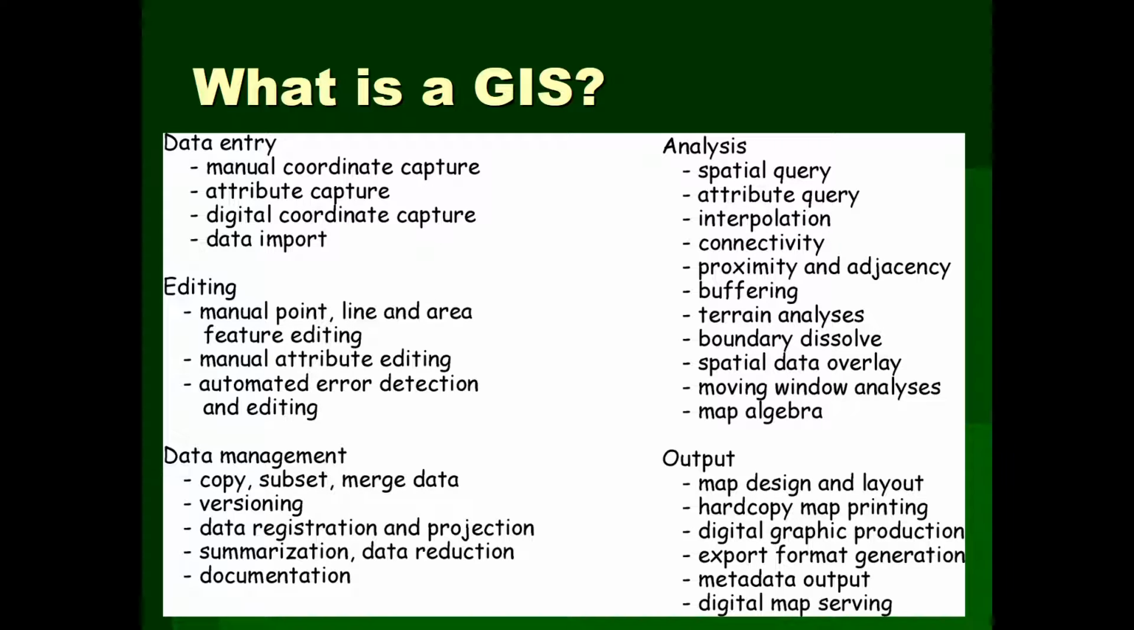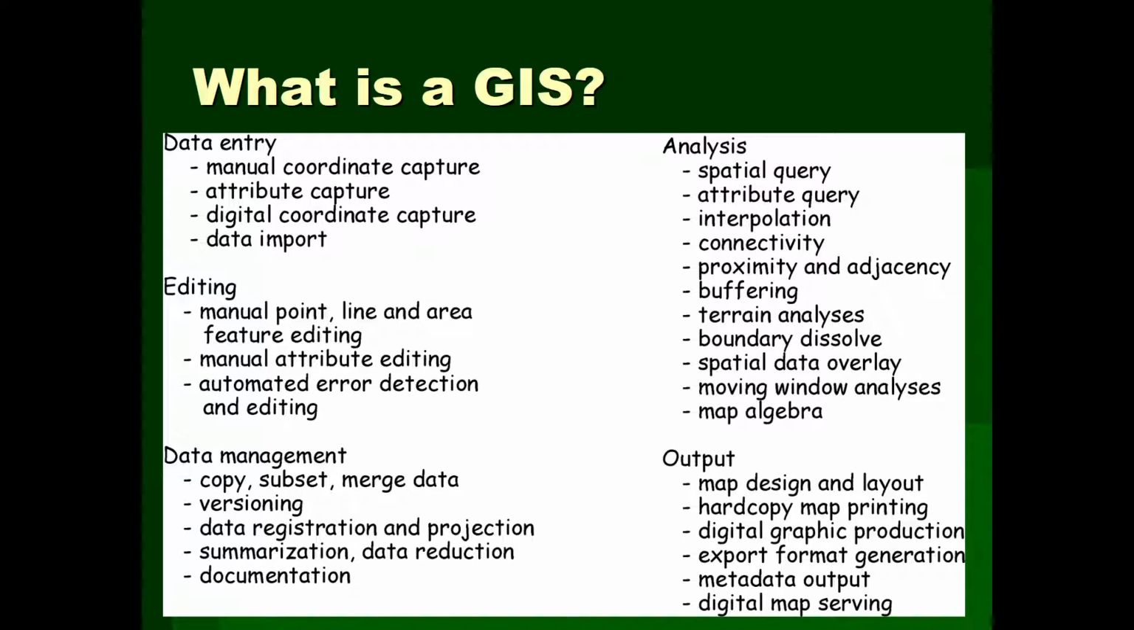One way might be to take an existing paper map, scan it into your computer, and draw the things that you see. That's called digital coordinate capture. I'm just drawing something with my mouse. Okay? I might want to assign that thing that I drew attributes. I might also want to just take some data that somebody else created and put it into my computer.